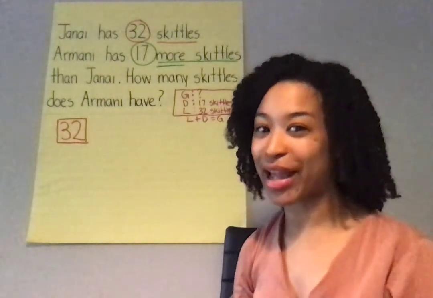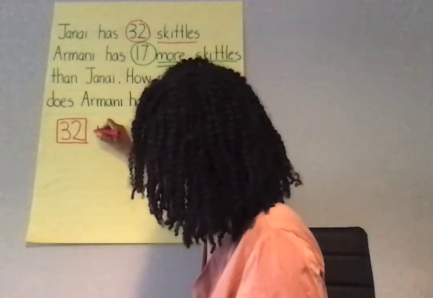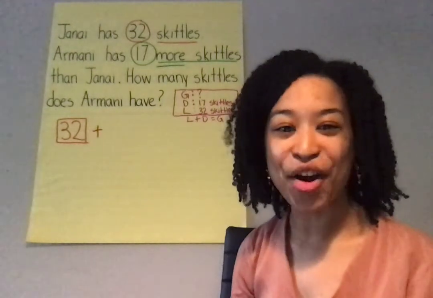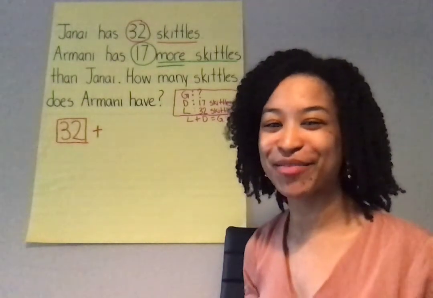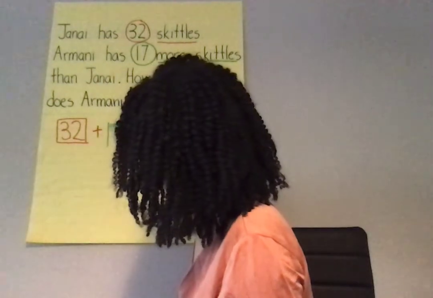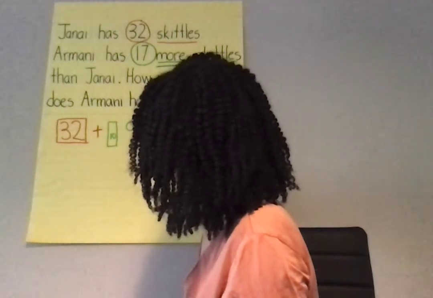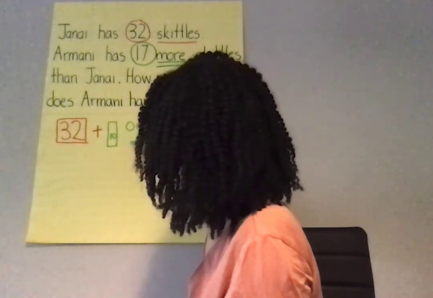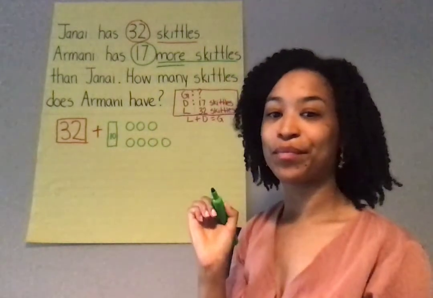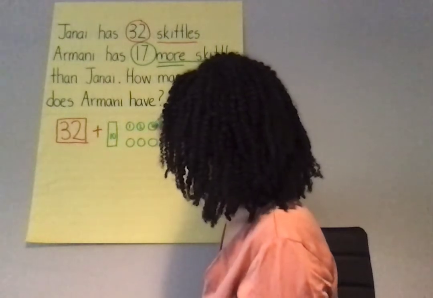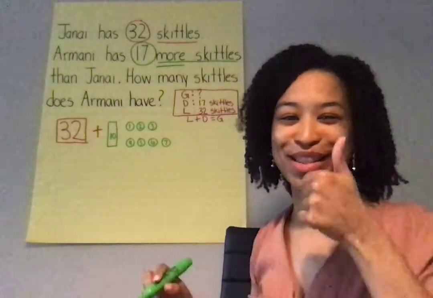Okay, we said we were counting on. That means we need to add. Put a plus sign next to 32. Now, here's your job. You're going to represent 17 using tens and ones. Go to work. Make sure to double check inside of your 10 stick and your circles. Give me a thumbs up if your paper looks like mine.